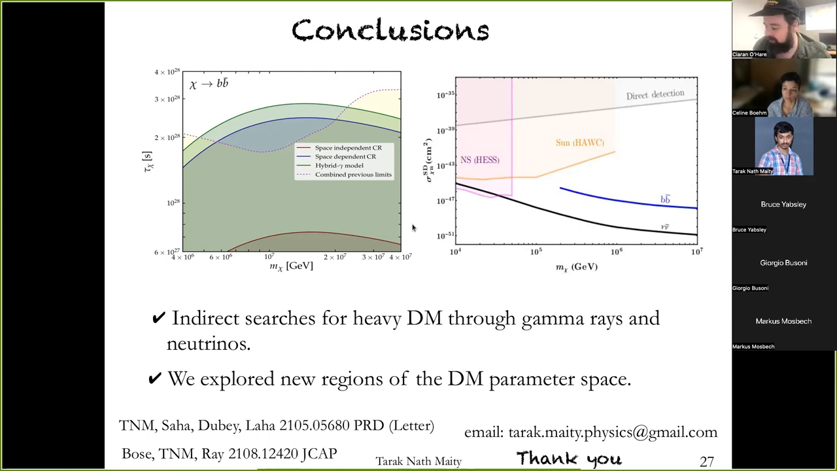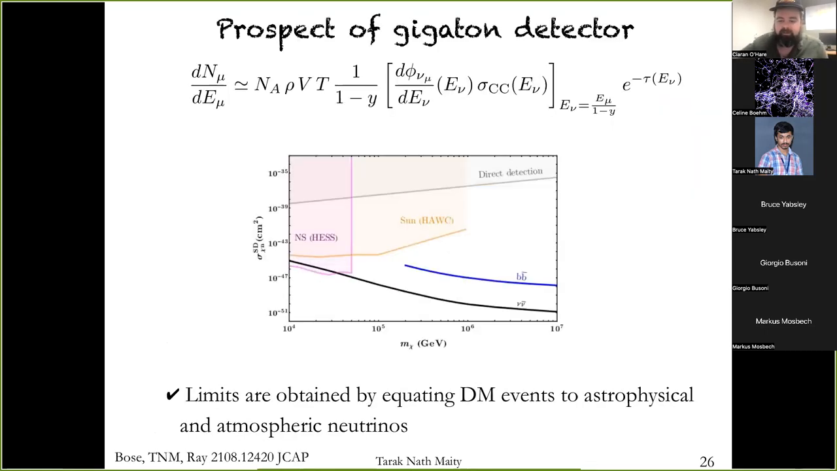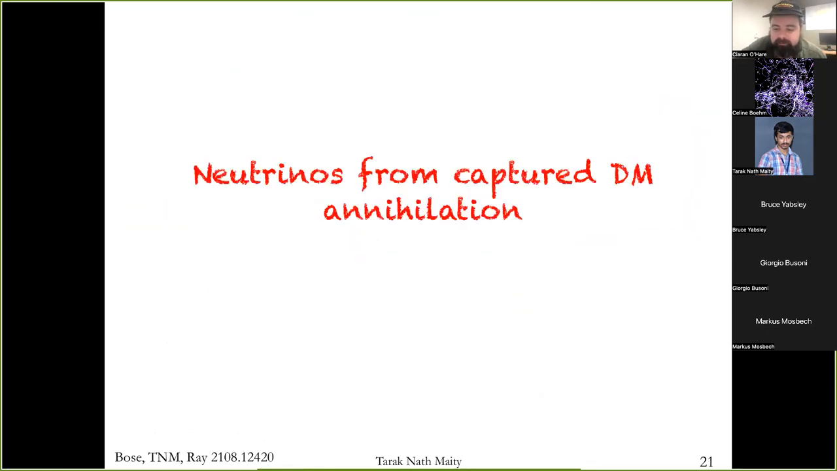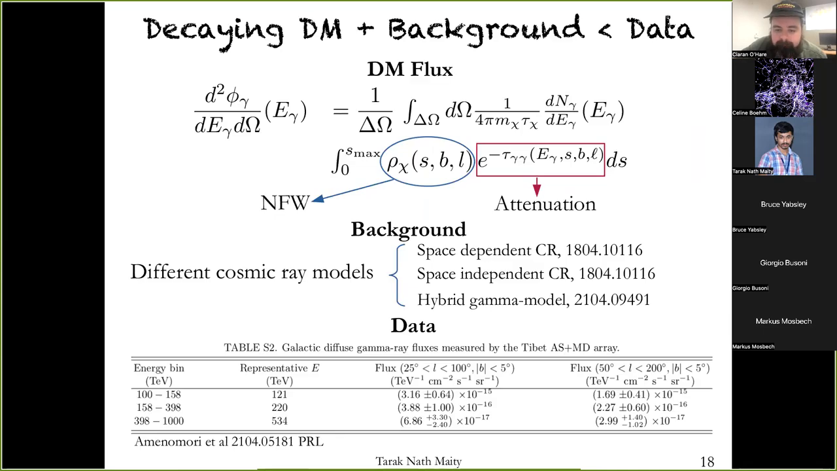Maybe I can start. Could you go back to slide 18? I was just a bit confused about the fields of view here. You've got a galactic longitude between 25 and 100 degrees, but then you have galactic latitude less than 5 degrees. I'm surprised you would do that for a dark matter search, because that's where the galactic disk is. Wouldn't you want to look out of the galactic disk rather than in the galactic disk for dark matter?